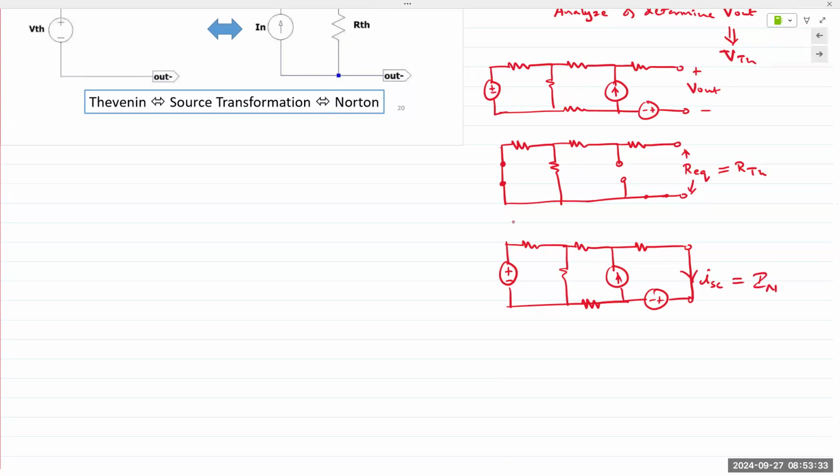Once you have this setup, then you analyze using any technique you want. Ohm's law might work if it's a smaller circuit, KVL, KCL, node voltage analysis, mesh current analysis, any technique you want. Node voltage and mesh current analysis are a combination of Ohm's law and KCL, and Ohm's law and KVL. There's no other new analysis technique in there.